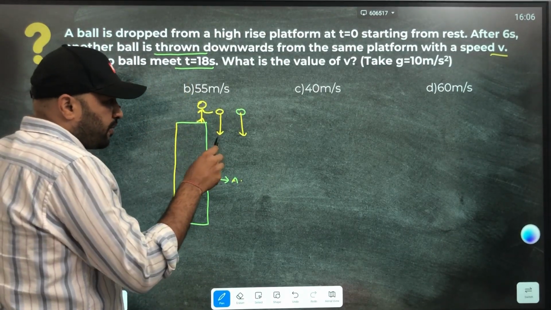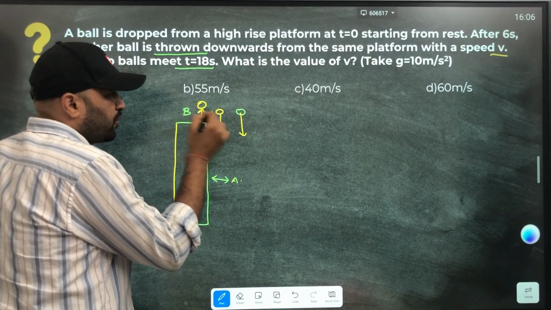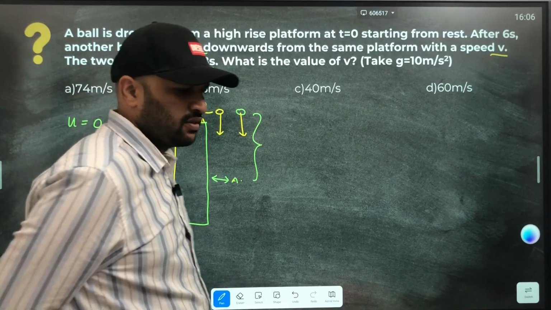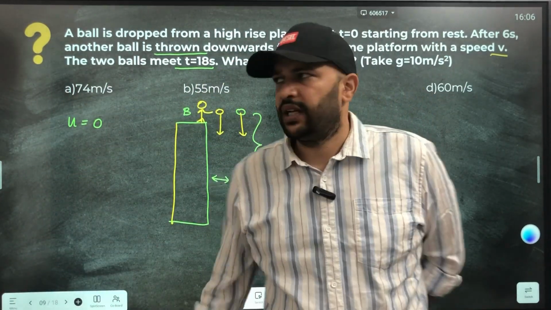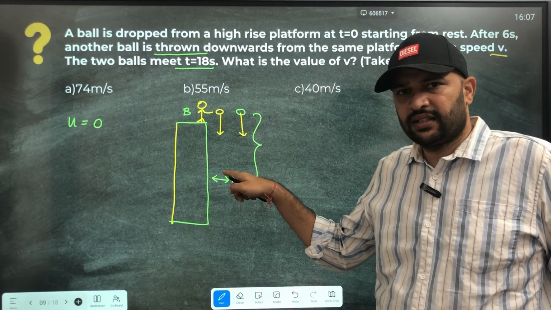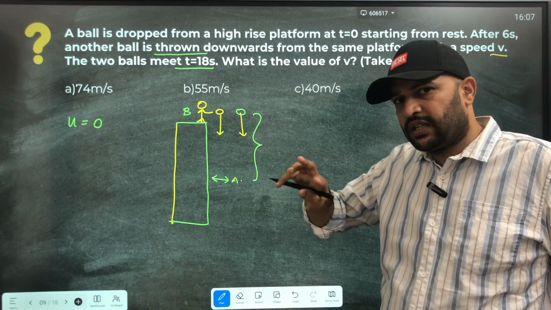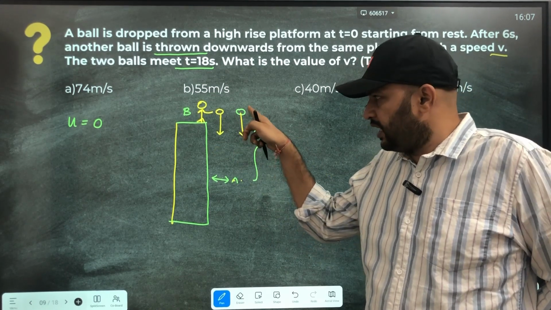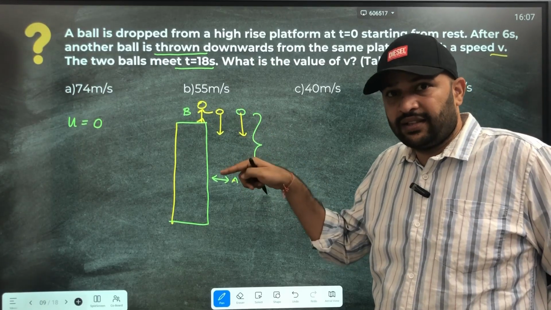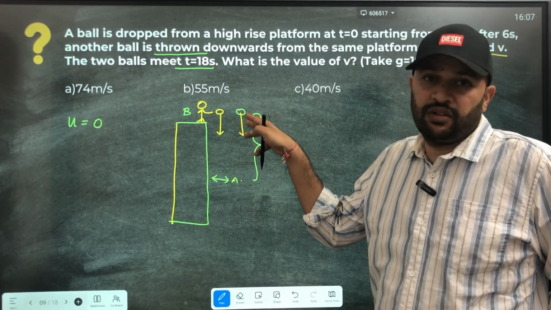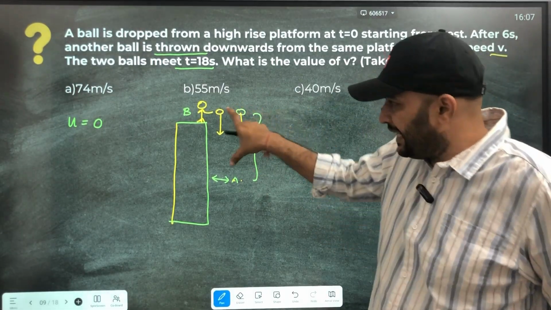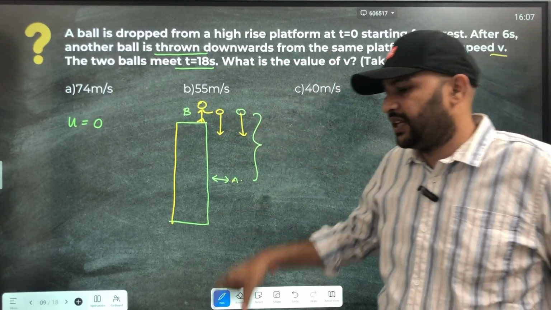So while going from A to B, let's say this is point B, how many seconds will the first ball take? What is the time period for the first one while going from here to here? Say 18 seconds, right? But the second ball was dropped after 6 seconds. So how much time is the second ball taking to travel the same distance? Lesser time. Why lesser time? Because it already has some initial velocity. And what will be the lesser time? 12 seconds.